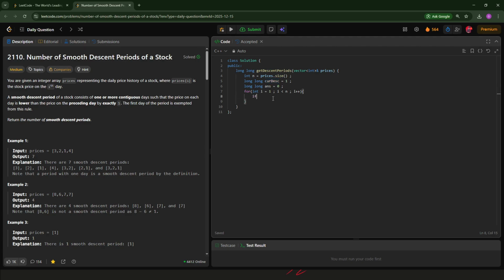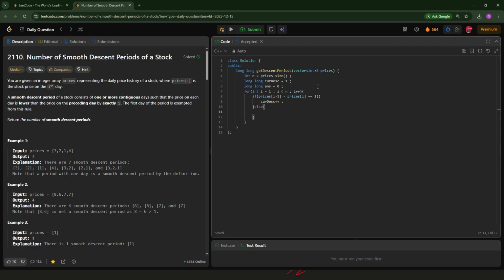Basically, for it to be a valid descent, the previous day and the current day should be decreasing and the difference should be 1. The previous day will be prices of i minus 1. That should be greater than the current day, and the difference is 1. So prices of i minus 1 minus prices of i should be equal to 1. Then we increment the current descent, that is plus plus.